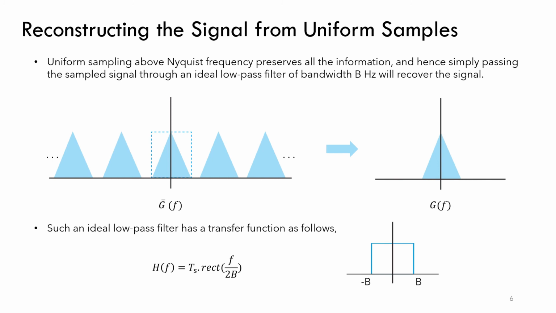Let's call it H of f. This is a rectangular function with Ts as its gain. This gain of Ts will suppress 1 by Ts in the equation of G bar of f. Mathematically, we are only multiplying H of f and G bar of f, but that results in G of f and hence we can recover our original signal g of t.